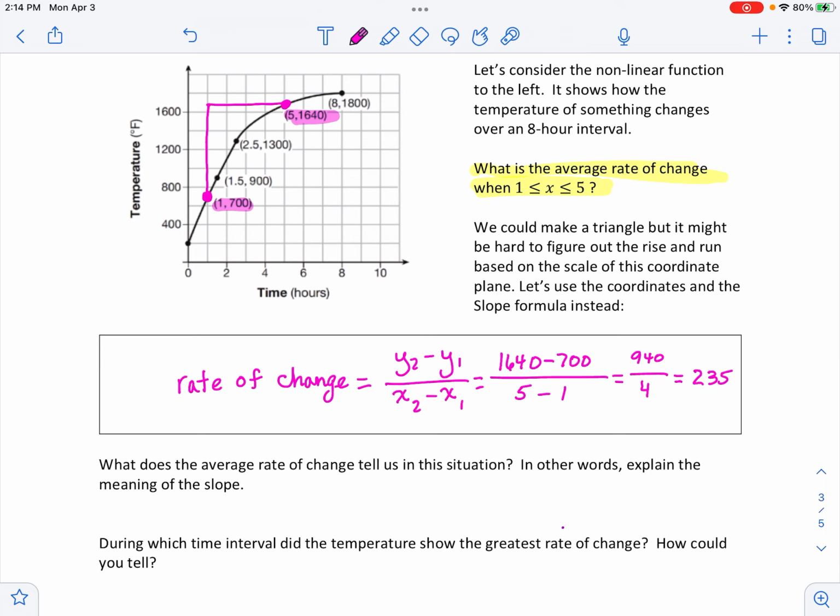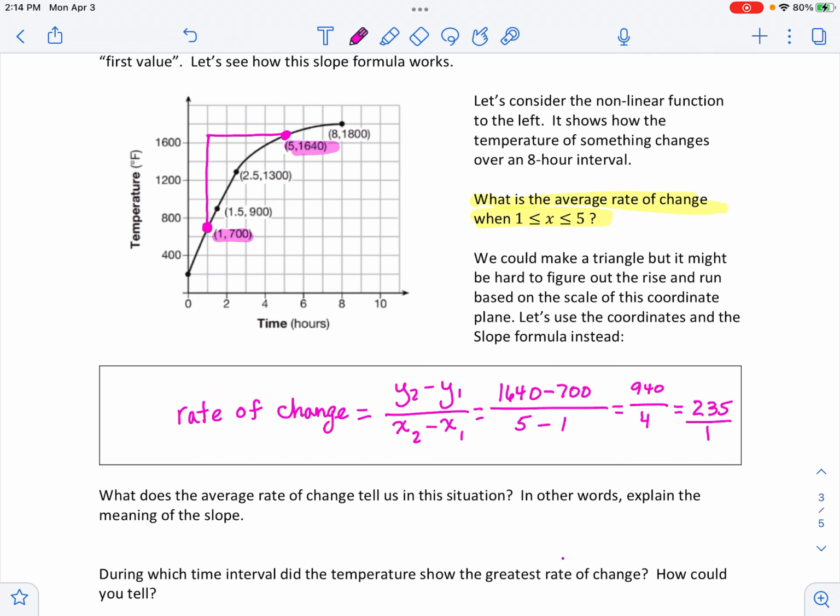So what does this average rate of change tell us in this situation? In other words, what does that slope of 235 over 1 mean? Well, if we think about the units of what's going on in this table, the y values are going to have units of degrees, and the x units are going to be hours. So this would be 235 degrees Fahrenheit for every 1 hour, right?